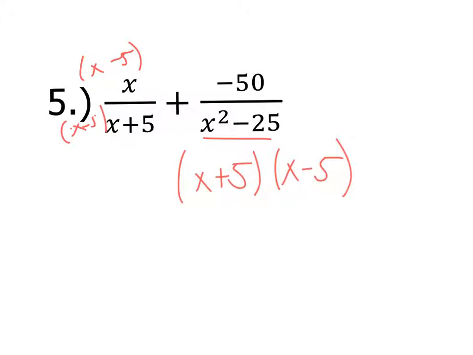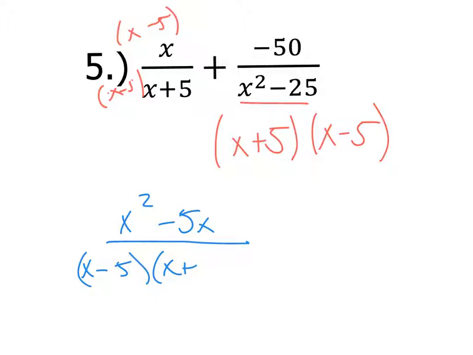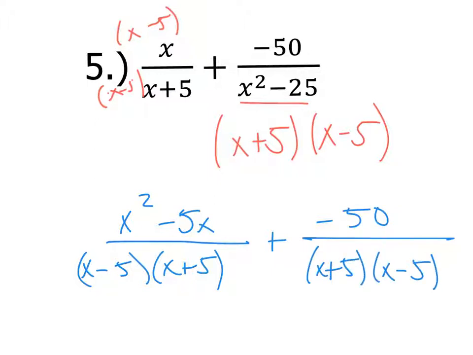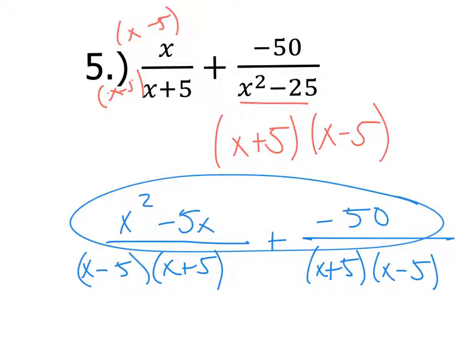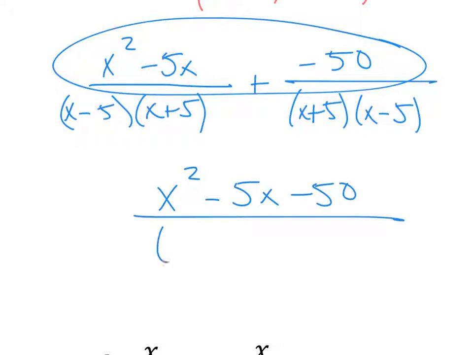So now what I have on the top is x times x, change colors here, x times x is x squared, x times negative 5, negative 5x, over the common denominator of x minus 5 and x plus 5, plus negative 50 over x plus 5 and x minus 5. Now we're going to combine these, but keep in mind negative 50 doesn't actually combine with x squared or negative 5x, so it's just going to stay separate. X squared minus 5x minus 50 all over x minus 5 and x plus 5.